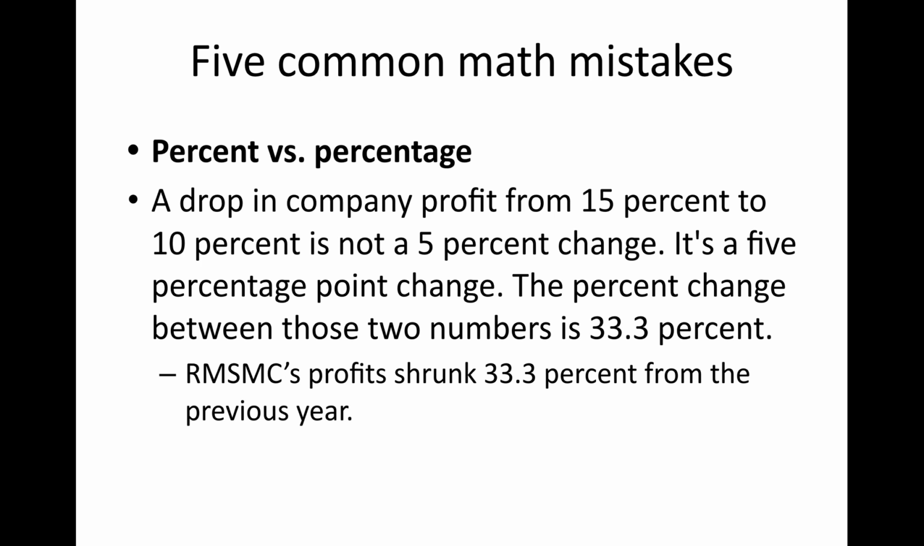The percentage change requires you to do a little bit of math, and as we look at that math in just a second, you'll find out that it's actually a 33.3% change. So you would write it as: RMSMC's profit shrunk 33.3% from the previous year. So how did we calculate that?